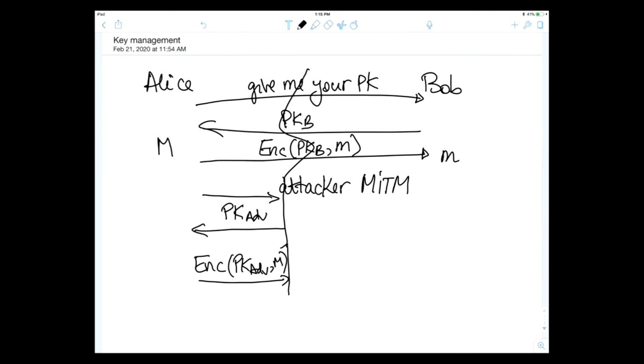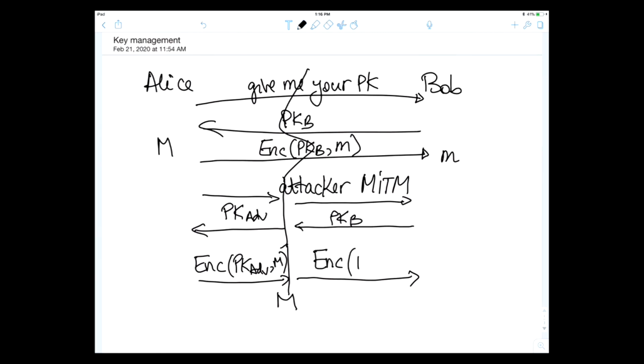If the attacker wants to make his attack even less detectable, the attacker could have actually forwarded Alice's request to Bob for the public key, but when Bob responds with Bob's public key, the attacker keeps it for himself. Then the attacker, after decrypting the message M and looking at it, could send the encryption with the public key of Bob of this message M. So Bob and Alice could communicate without ever knowing that something bad is going on, but the attacker is able to see the message. Okay?